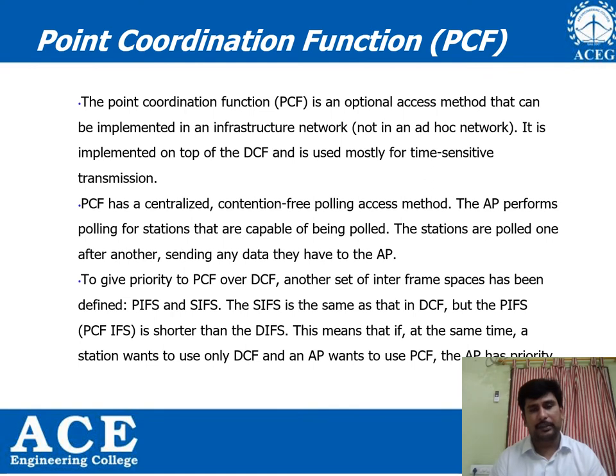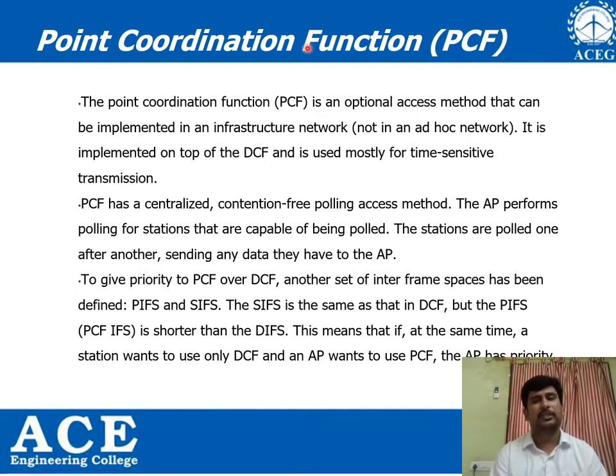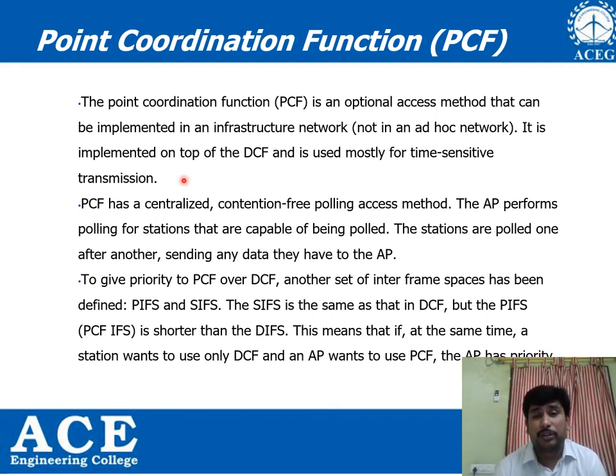The next type of MAC sublayer protocol is called point coordination function. We have discussed initially the distributed coordination function; the second MAC sublayer protocol is the point coordination function. Point coordination function is an optional access method that can be implemented only in infrastructure networks and cannot be applied in ad hoc networks. It is implemented on top of distributed coordination function, and it is mostly used for time sensitive transmission. So let me ask you, what do you mean by infrastructure network and ad hoc networks?